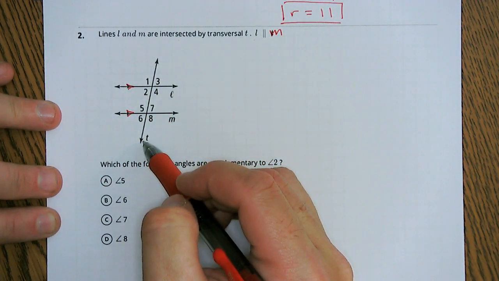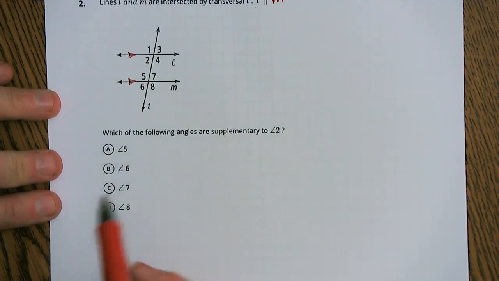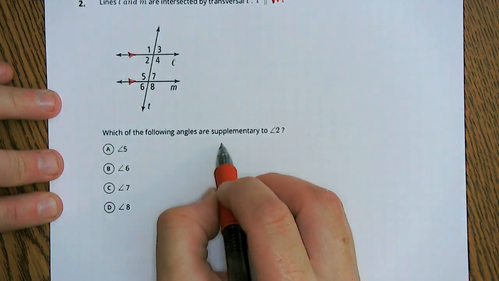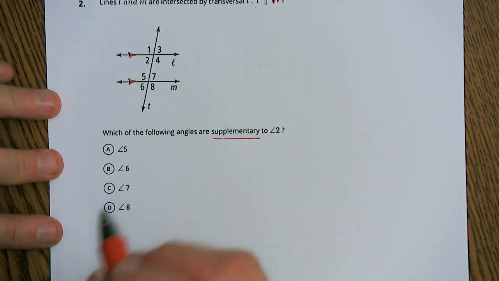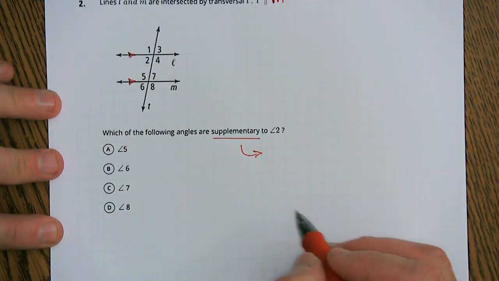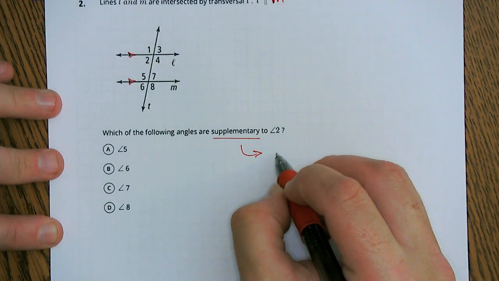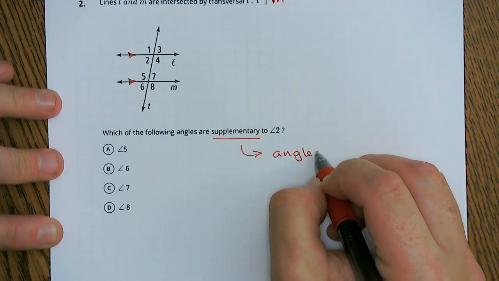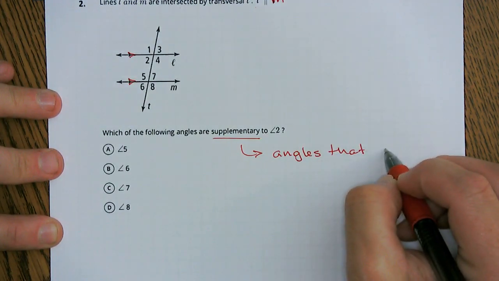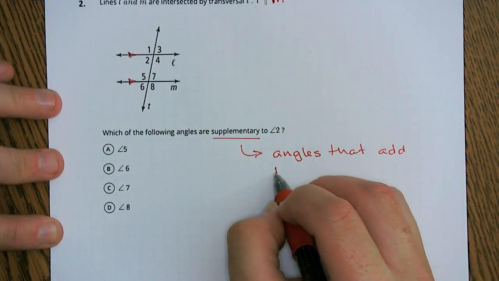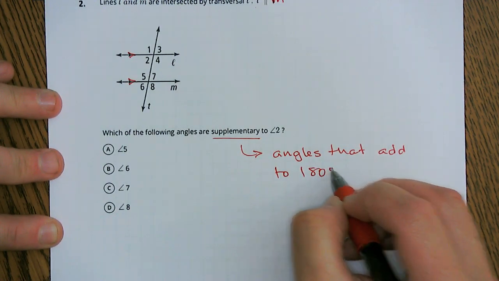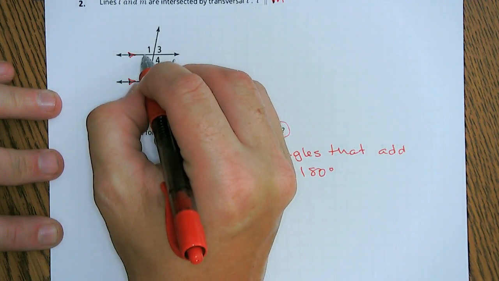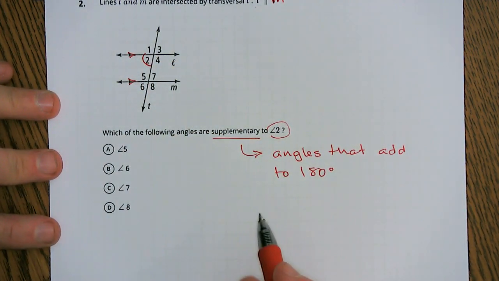T is the transversal. Now it says here, which of the following angles are supplementary to angle 2? Well, we have to think about what supplementary means. In our vocabulary, supplementary is just angles that add up to 180 degrees. Now, if we're looking where angle 2 is located, angle 2 is over here. So we've identified that.